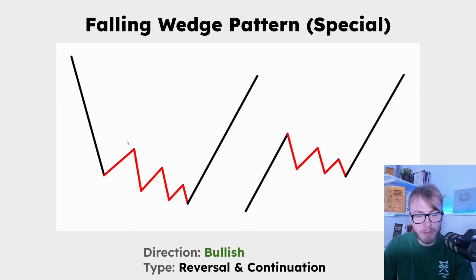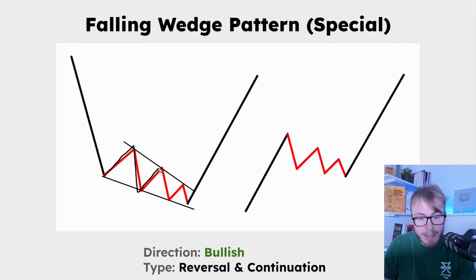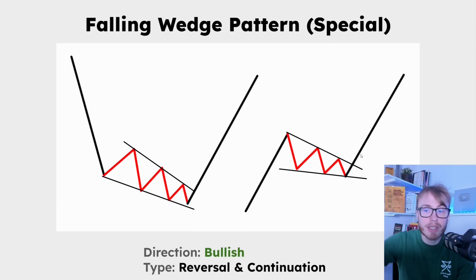To identify the falling wedge, what you're looking out for here is that you want to see both lower highs and you also want to see lower lows. But the slope of the highs should be steeper compared to the slope of the lows. So the pattern will get tighter and tighter. And this is true for both the reversal, but also true for the continuation pattern.